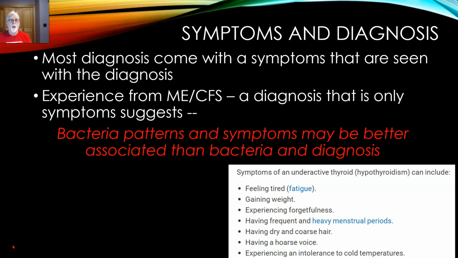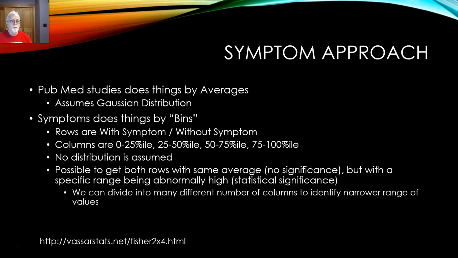So you end up trying to compromise how selective you are for your participants in the studies versus how long it takes to get them. And once you have that, you run and you hope to get results. So that's basically the challenge going back and forth. Now, the symptom approach has some differences from what you see in PubMed.